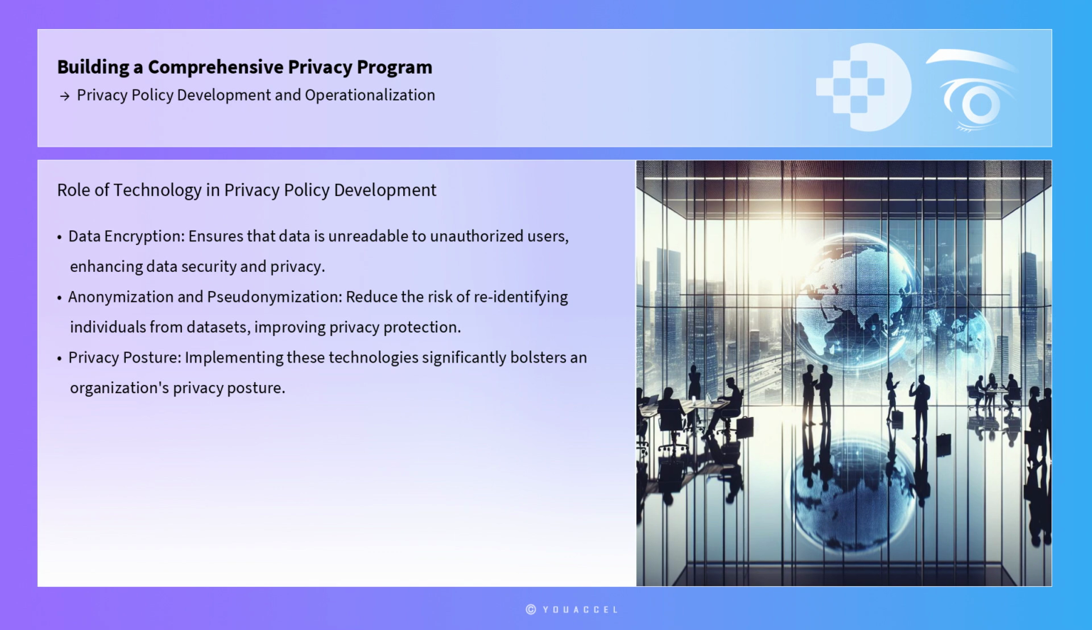Technology plays a significant role in privacy policy development and operationalization. Tools such as data encryption, anonymization, and pseudonymization can enhance data security and privacy. Encryption ensures that data is unreadable to unauthorized users, while anonymization and pseudonymization reduce the risk of re-identifying individuals from datasets. Implementing these technologies can significantly bolster an organization's privacy posture.